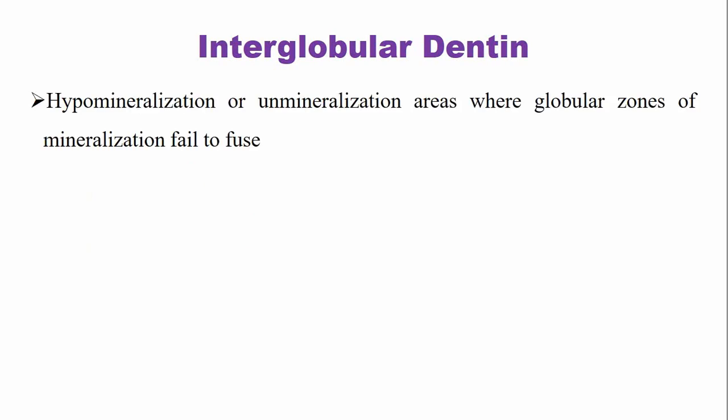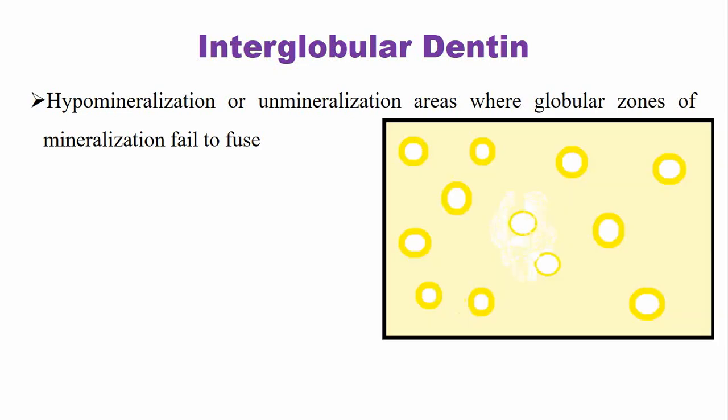The interglobular dentin are the areas of hypomineralization or unmineralization, where the globules of the minerals fail to fuse. So this is a picture that is showing peritubular dentin. This is the intertubular dentin. So these are the areas that are poorly mineralized or unmineralized. These areas of hypomineralization or unmineralization are known as the interglobular dentin.